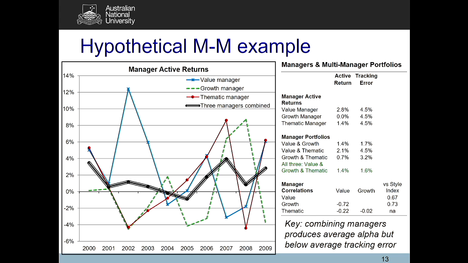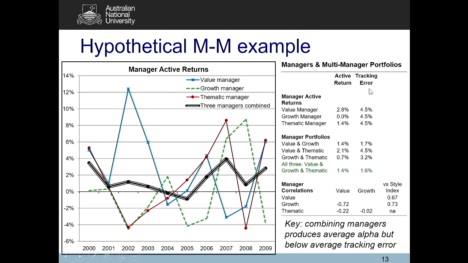Now, in the middle, the black shows you combinations of two of the managers, but what I want to focus on is the green. When you combine all three managers, and this is done with actual data, what you get is you have an active return equal to the average active return of all of the managers, but you have a tracking error well below the average tracking error of the managers.